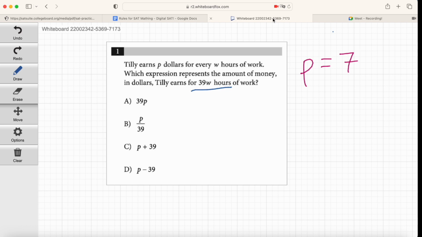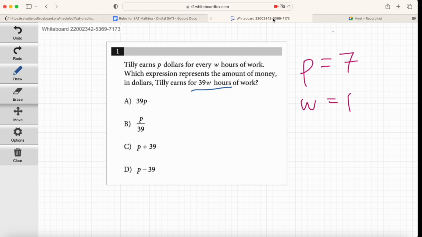I just want to do this to wrap our heads around this a little bit more, make it somewhat realistic. So Tilly earns $7 for every W hours of work. And I'm going to create a value for W here as well. Now here I'm going to make W equal 1. Let me explain why. If I make W equal 1, then we can say Tilly earns $7 for every 1 hour of work. So Tilly's earning $7 an hour. Does that make some sense? Yeah, $7 an hour.